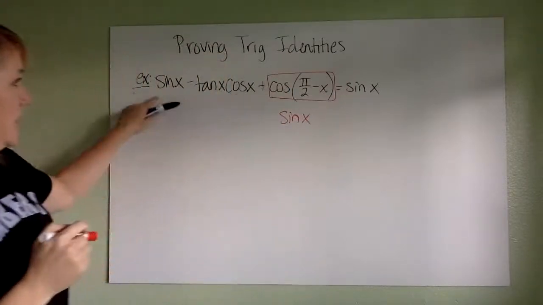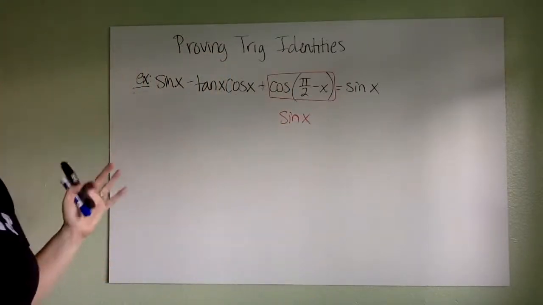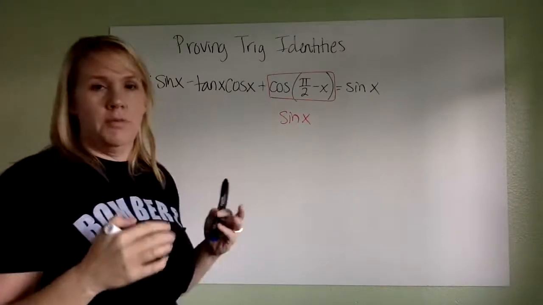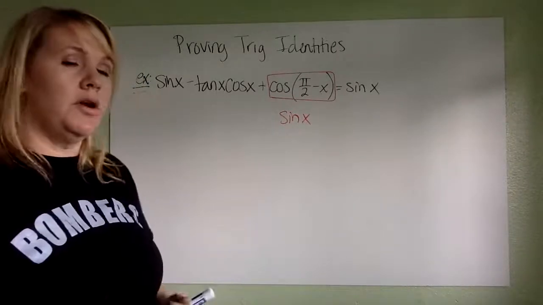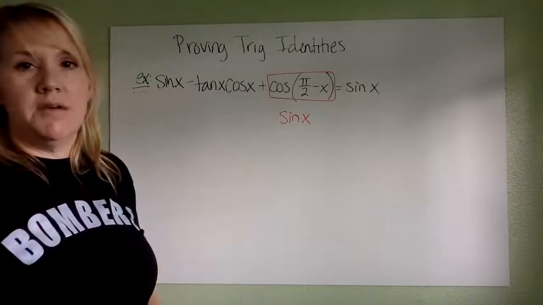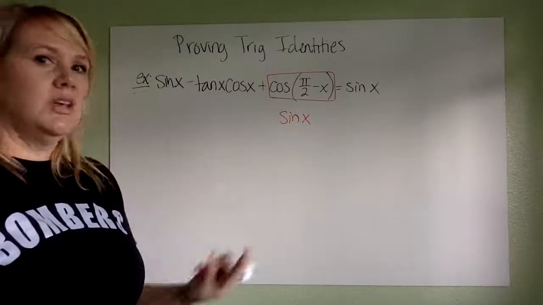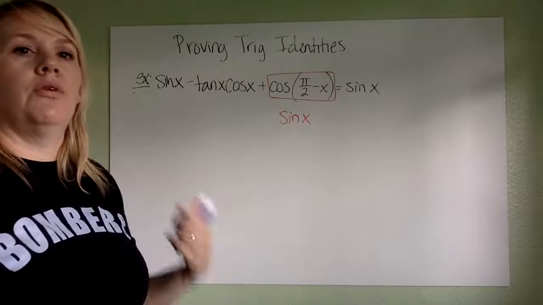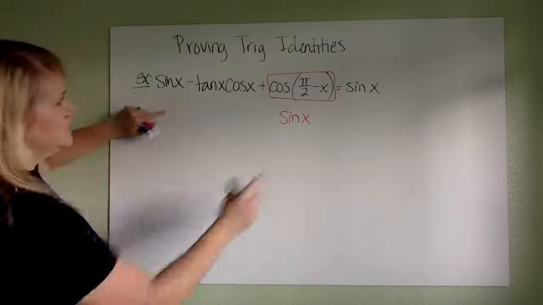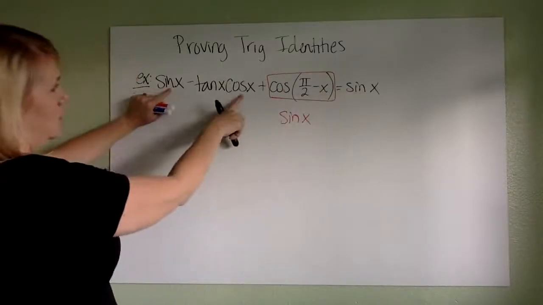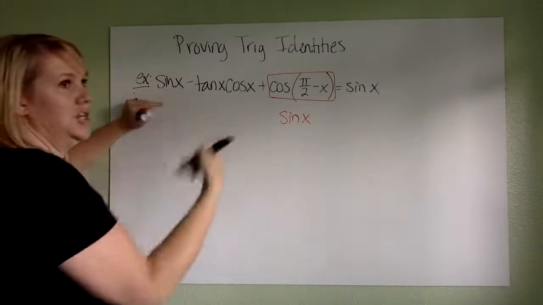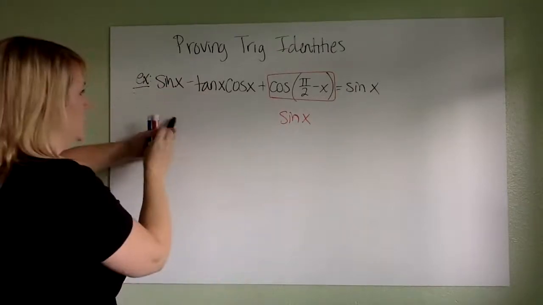Now, this doesn't have any other hints for me to tell me which identities to use. And if there are no hints as to which set of identities to look at, then you just look at the reciprocal or the quotient identities. So since I need to get to sine, and I have a sine and a cosine here, what about the tangent? How can I change the tangent to something involving sines and cosines?